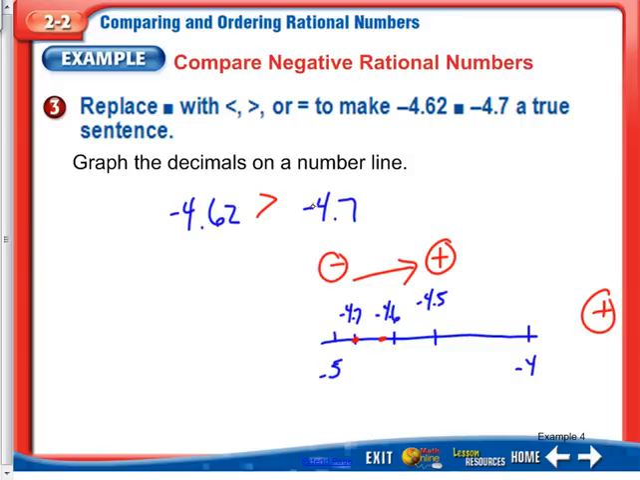If you're comparing two negatives, you want the smallest absolute value. So this is a negative, this is a negative, so this one has the smallest absolute value. So we say that -4.62 is greater than -4.7. It's like saying I would rather owe someone $4.62 than $4.70. Okay.